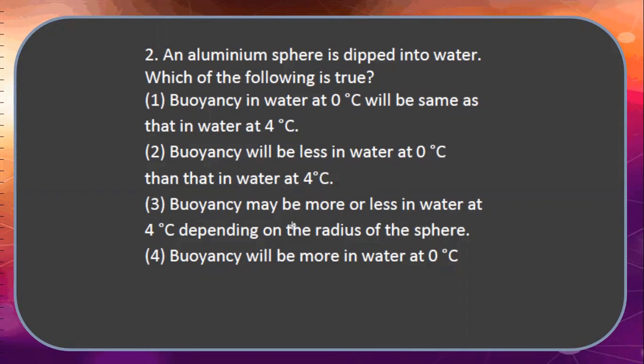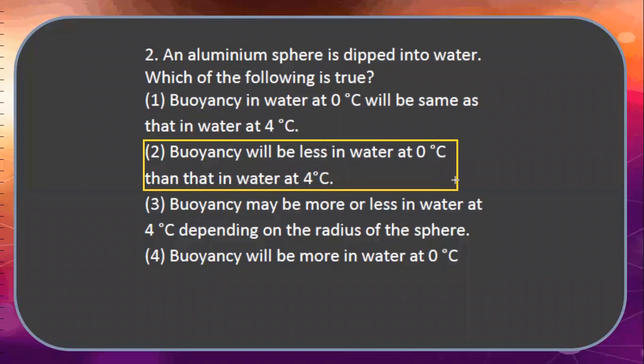The force of buoyancy will be more at 4 degrees centigrade and less at 0 degrees centigrade. The force of buoyancy depends upon the density. At 0 degrees centigrade, the density is less, which means the force of buoyancy is also less. At 4 degrees centigrade, the density will be maximum, so the buoyant force will be maximum at 4 degrees centigrade.